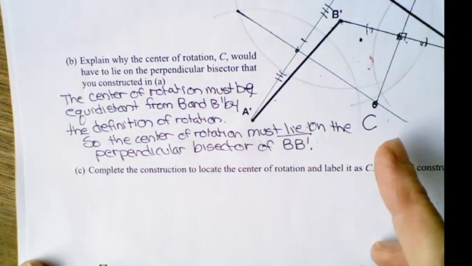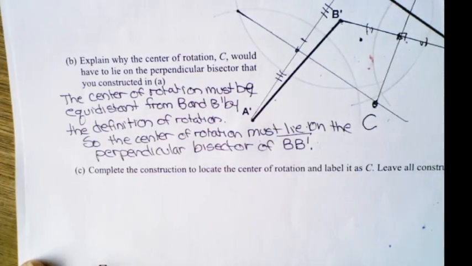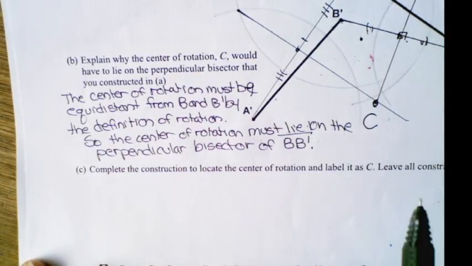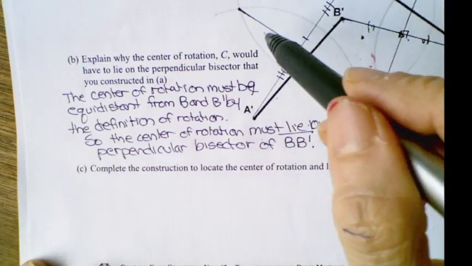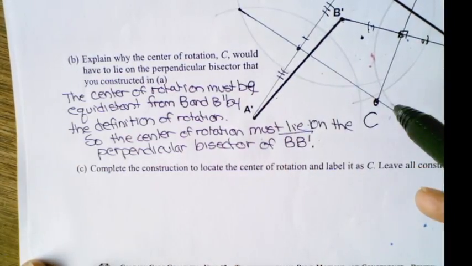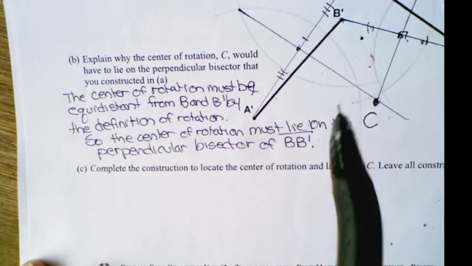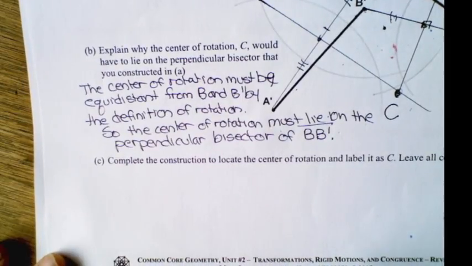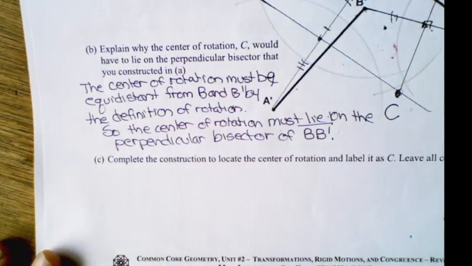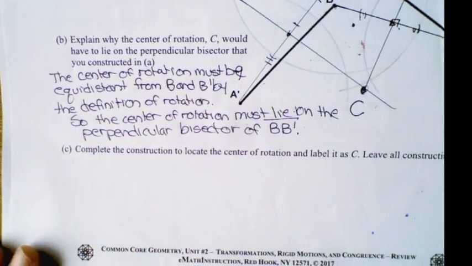Complete the construction to locate the center of rotation and label it as C and leave all construction marks. Well, I've done that. I left all my construction marks, my arcs here showing how I found the perpendicular bisector of each of the segments, and I found that common spot where both bisectors meet. Since the center of rotation must lie on this line of the two perpendicular bisectors, we're going to have that intersection of C. And so there's nothing really in words to write here except to be sure to show everything you've got going on there.